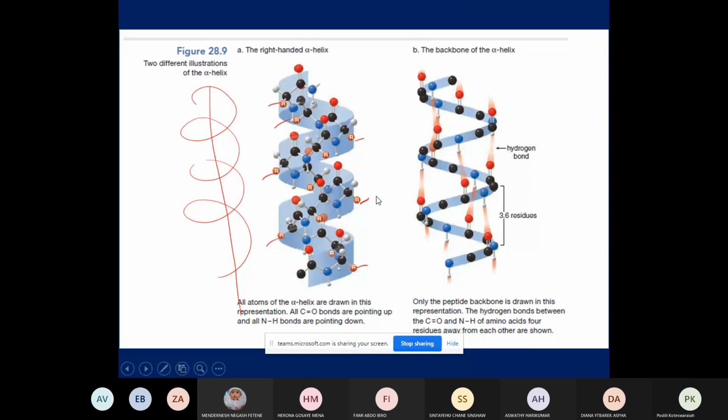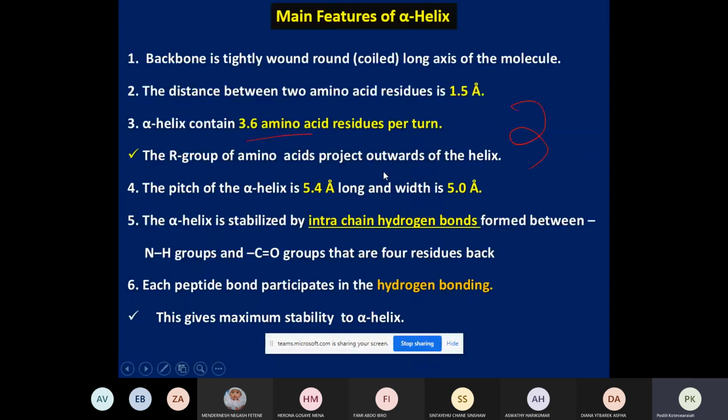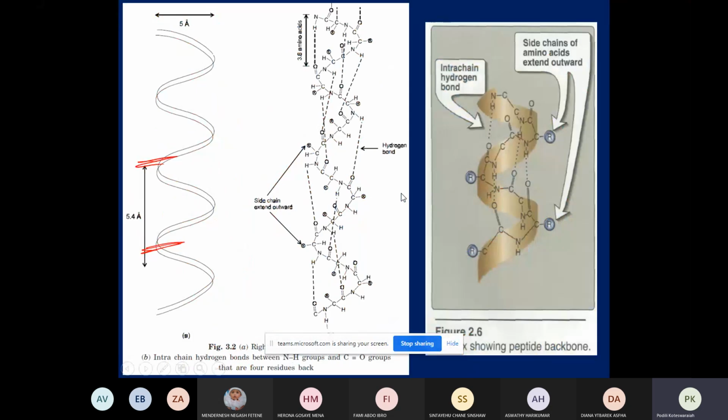That means the carbonyl oxygen of the first amino acid and the amide hydrogen of the fourth amino acid are involved in hydrogen bonding. In the same way, the carbonyl oxygen of the second amino acid and the amide hydrogen of the fifth amino acid are involved in hydrogen bonding. That means the first and fourth, second and fifth, and third and sixth are involved in the intrachain hydrogen bonding. That's why the intrachain hydrogen bonding gives the maximum stability to the alpha helix.